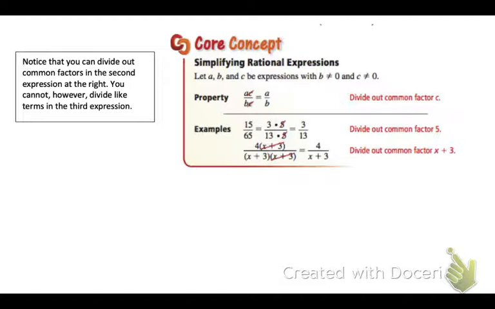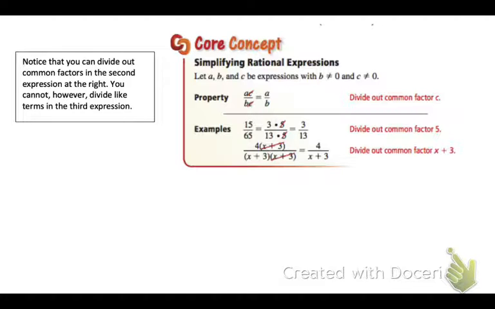Now look at this core concept. Simplifying rational expressions. Let A, B, and C be expressions where B does not equal 0 and C does not equal 0. So we have A times C over B times C. Notice that we can divide out our C values in the numerator and denominator, and we will just be left with A over B.